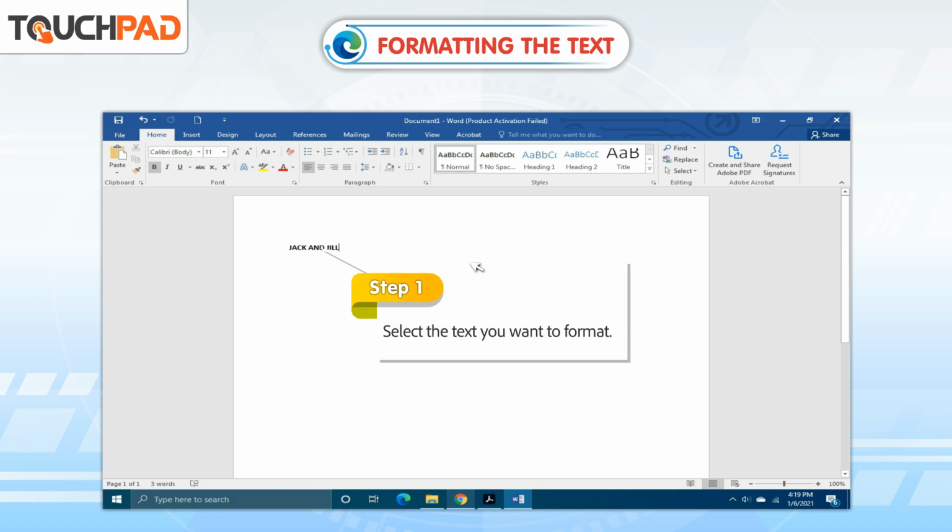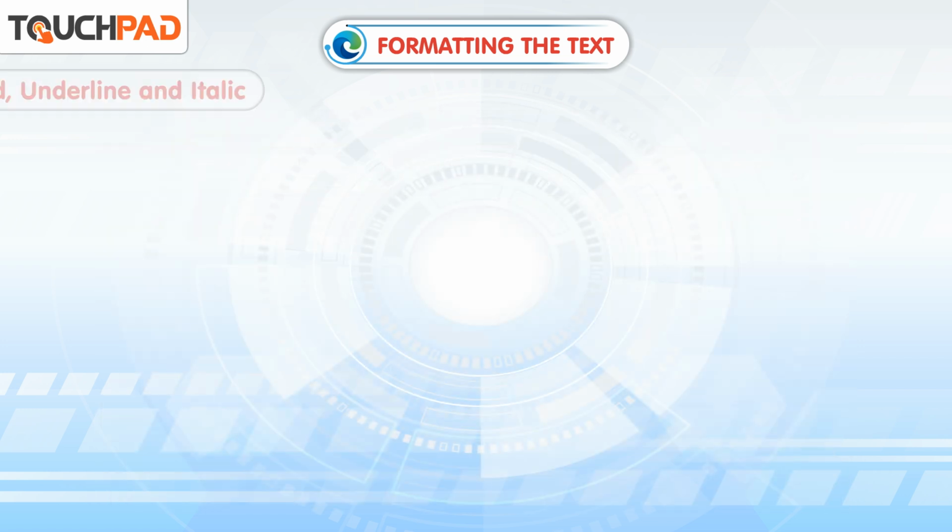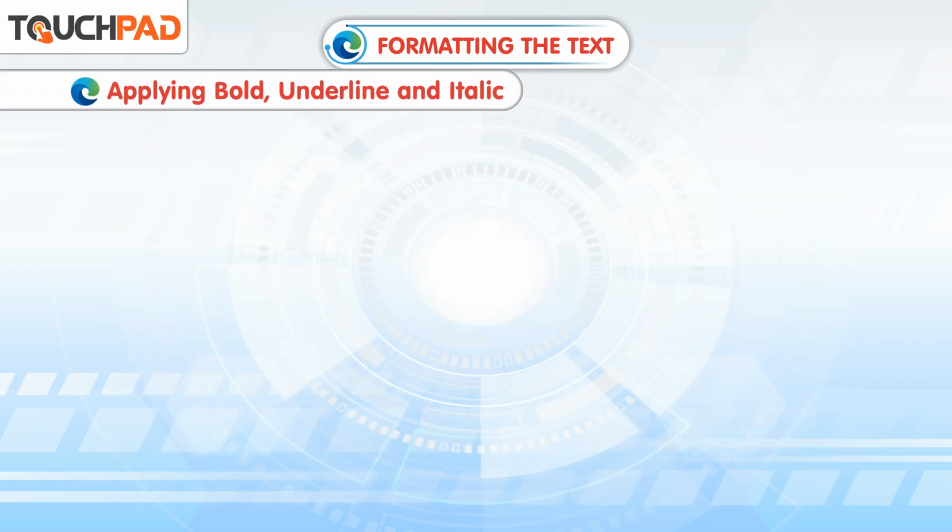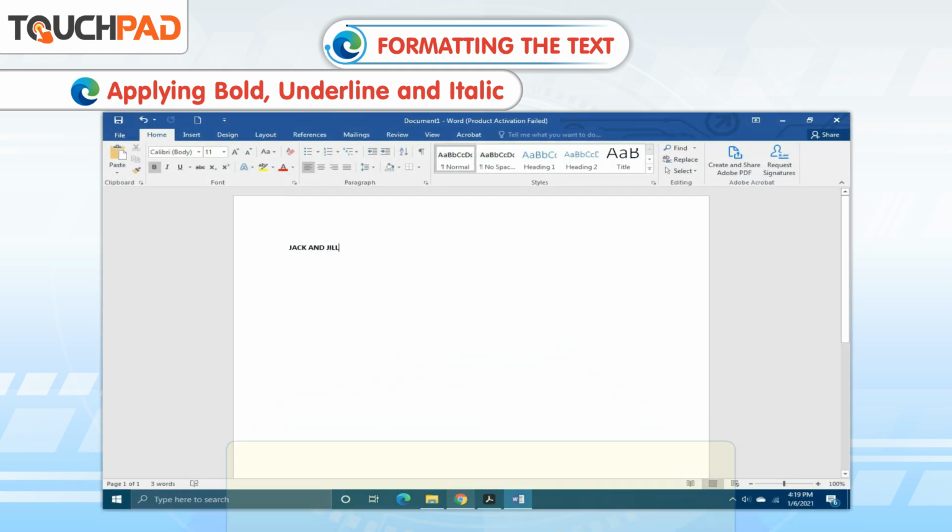Step 1. Select the text you want to format. Step 2. Apply the desired effect. Applying bold, underline and italic.